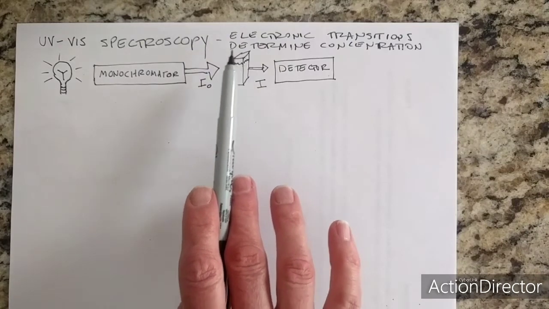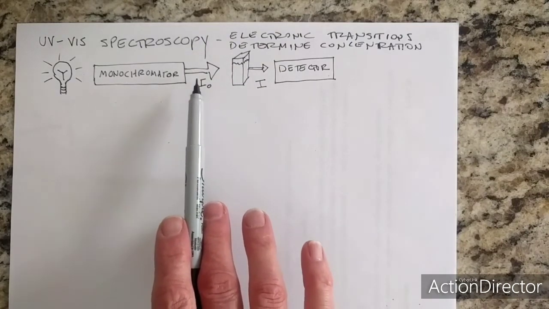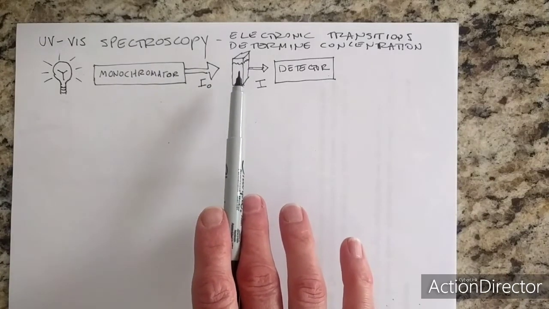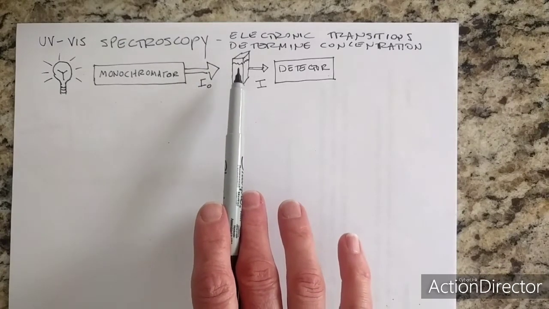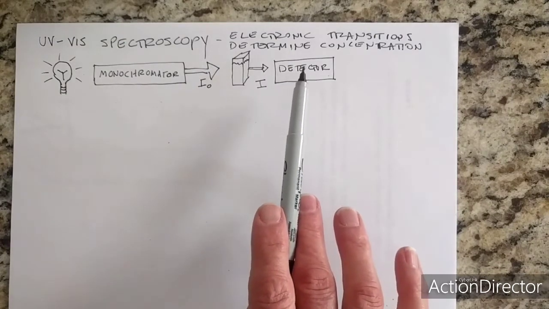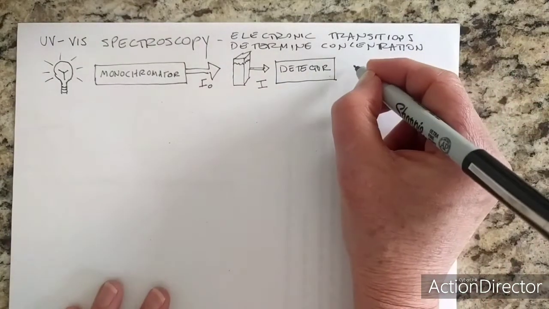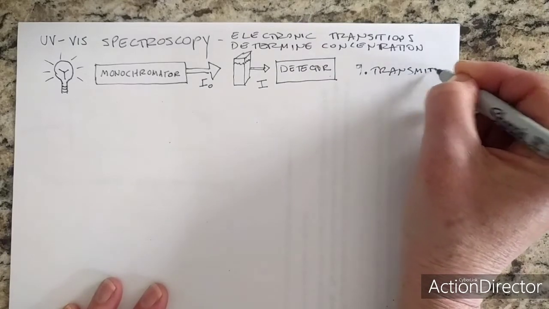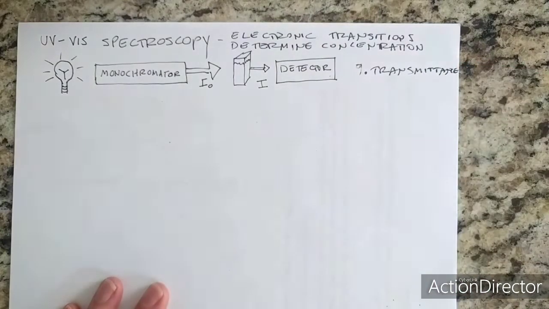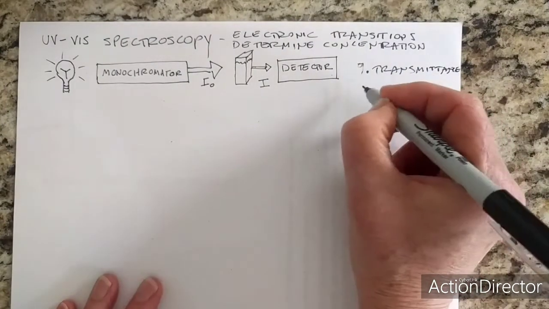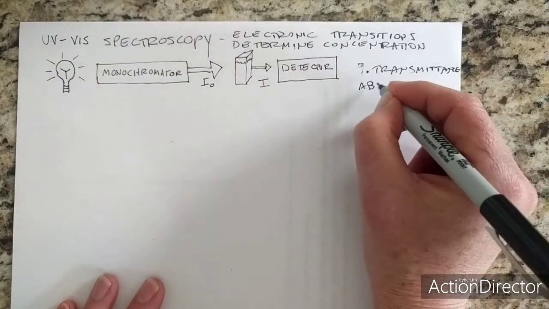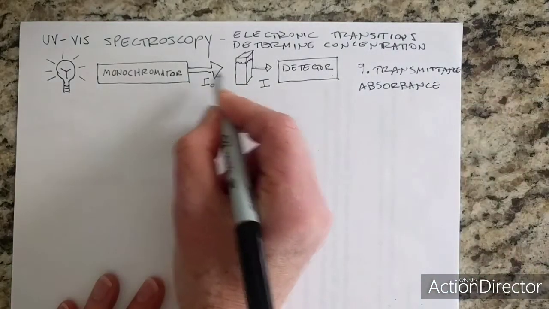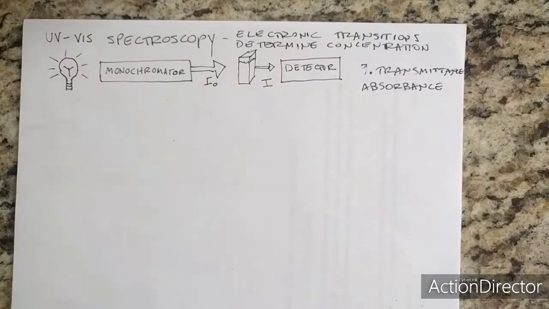Here is our sample in a cuvette. So I0 is our incident light. So it comes in, the solution absorbs some of that incident light, so less reaches the detector. And then our detector will give us our information in terms of percent transmittance, how much light goes through, or what we're going to be doing is absorbance. How much of that incident light our sample absorbed.